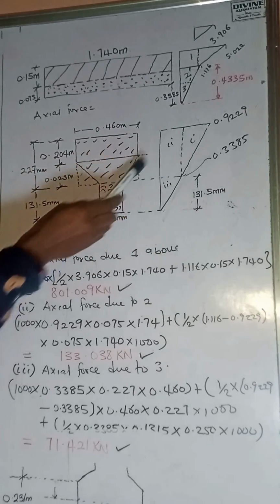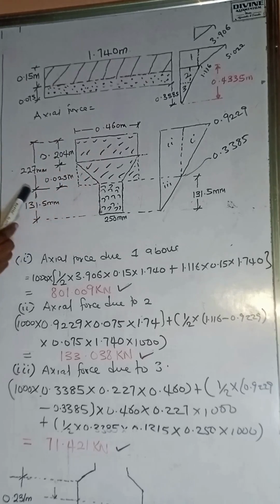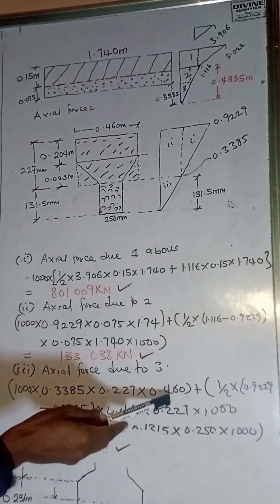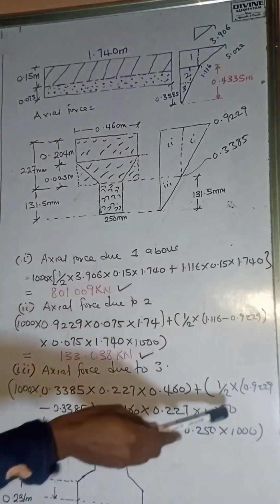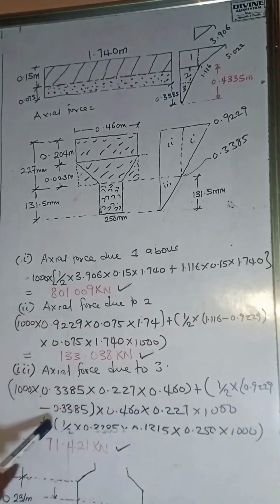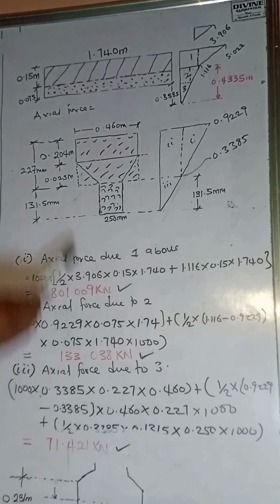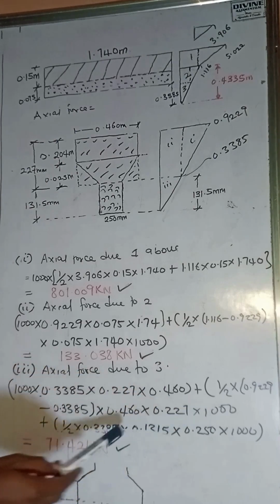Now, this is a rectangle, so it's going to multiply the whole of this, which is 0.460. The whole of this length is 0.227. So we do that. We'll say 1,000 times 0.338 times 0.227 times 0.46, plus the triangular part, which is half times 0.922 minus 0.338, the stresses, times this same area, this same portion, which comprises 0.46 by 0.227. So that's exactly what I did, times 1,000.